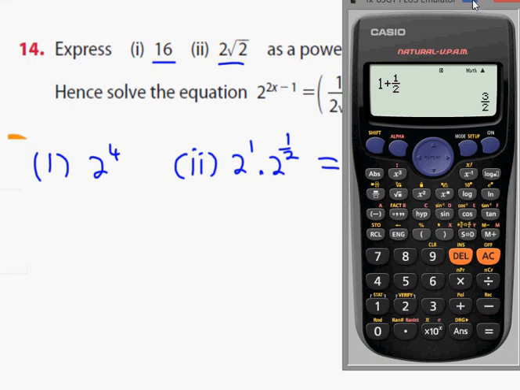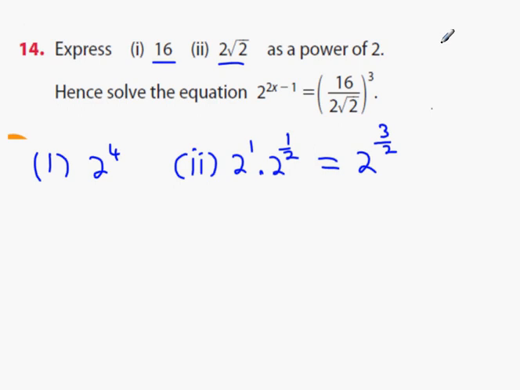Yes, James? Why is it 2 to the power 1? Any number, whether it be 5, 5 is 5 to the power 1. 10 on its own is 10 to the power 1. So if there's no specific power, it's always 1. But then if it's 2 to the power 1 and 2 to the power half, you have to add 1 plus a half and get 3 over 2. You have to add the powers.